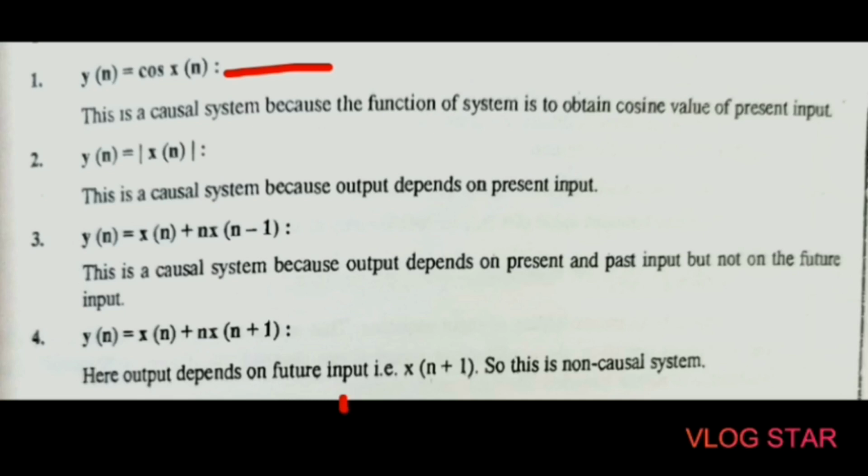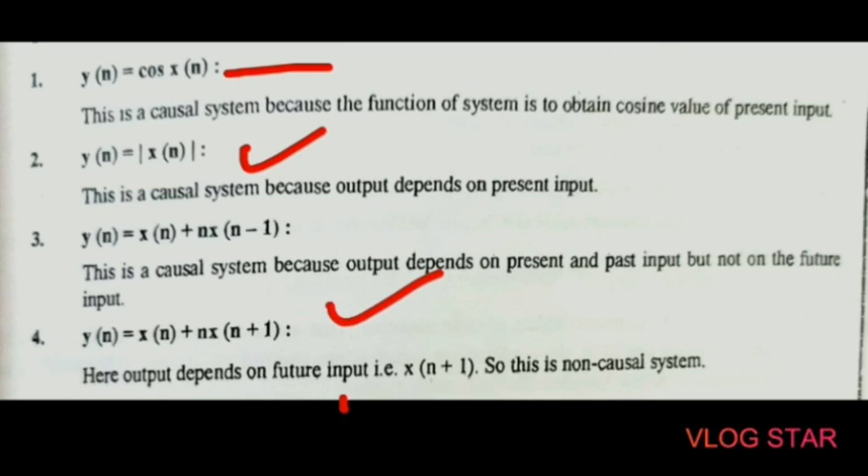Next, y of n is equal to mod of x of n. This is again a causal system because the output depends on the present input value. In the third example, y of n is equal to x of n plus n into x of n minus 1. This is again a causal system because the output depends on a present value, that is x of n, and past input x of n minus 1, but not on the future input. There is no future value present in this equation.